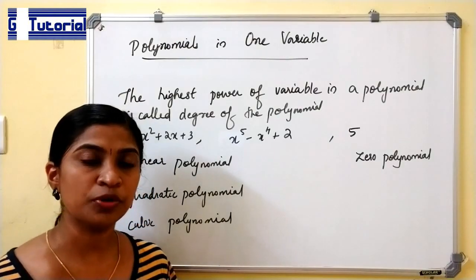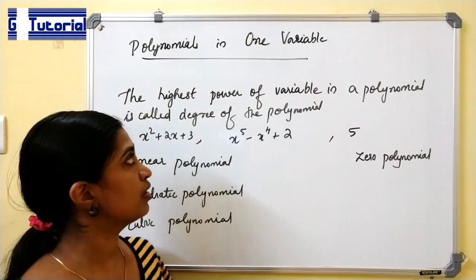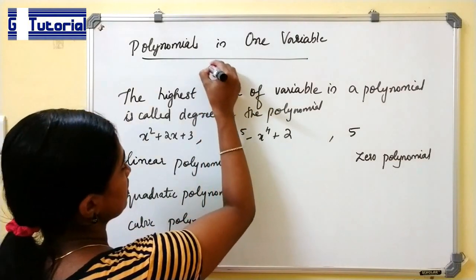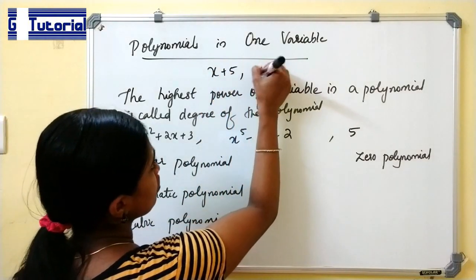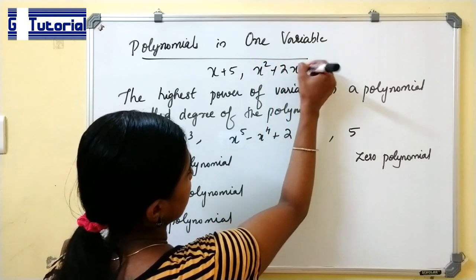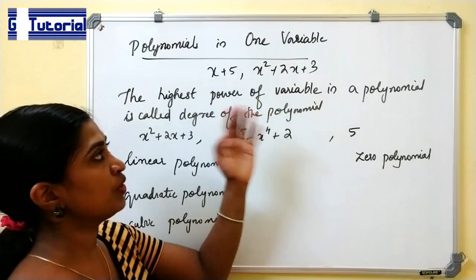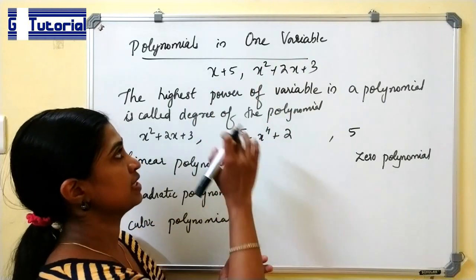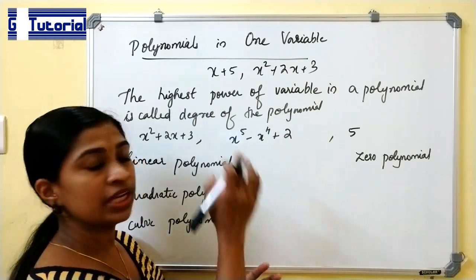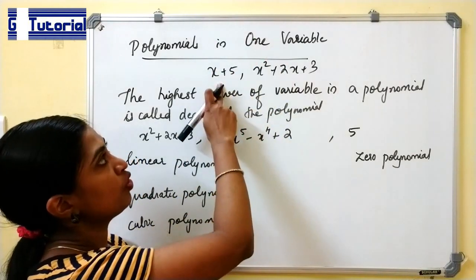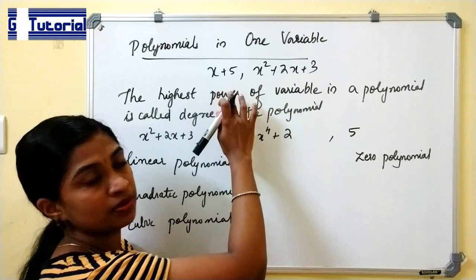Next, we can learn about polynomial in one variable. That is, we are dealing with an algebraic expression, x plus 5 or x square plus 2x plus 3. Here, in this algebraic expression, we are using only a single variable x. There is no other variable present in that algebraic expression. Such a polynomial is called a polynomial in one variable.